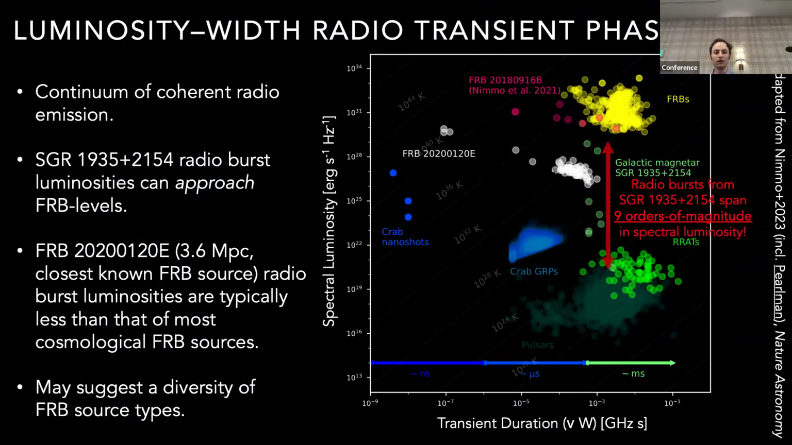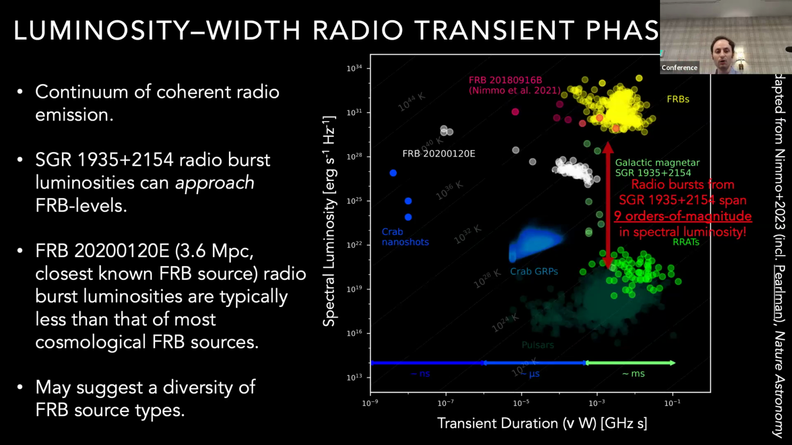So here is the luminosity-duration radio transient phase space of FRBs. The spectral luminosity is on the y-axis and duration is on the x-axis. And what you see is FRBs are on the top right, but there is an enormous breadth of luminosities that span the neutron star zoo. So for instance, SGR 1935, the well-known magnetar that produced an FRB-like burst in our galaxy, has been observed to produce radio bursts spanning something like 9 orders of magnitude in spectral luminosity.